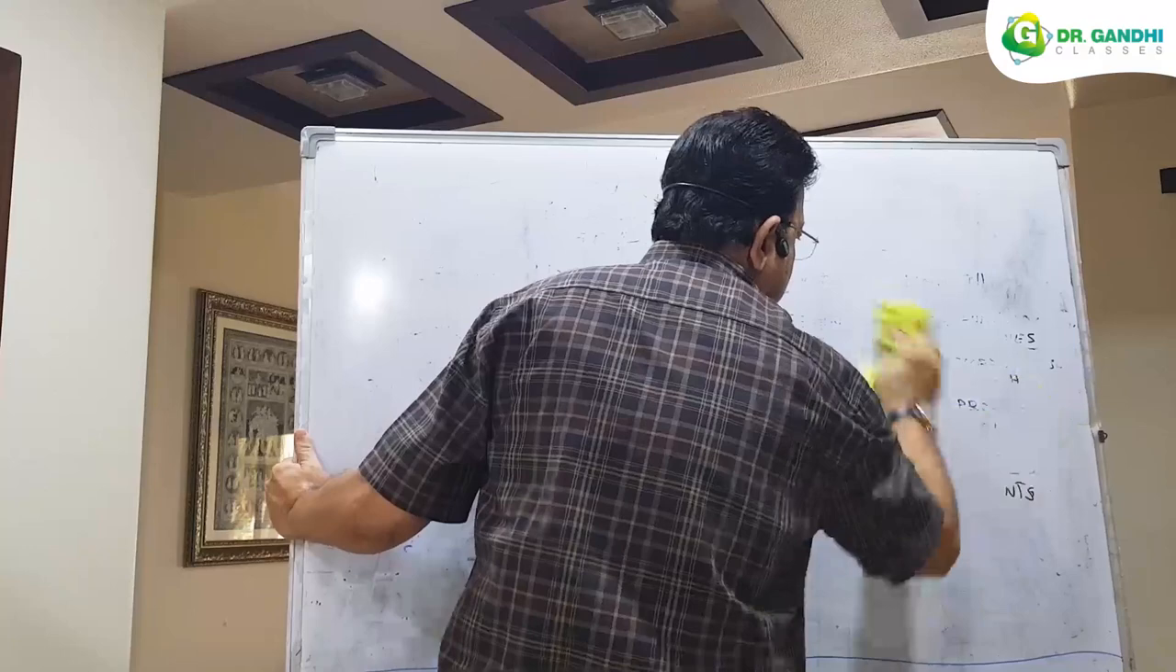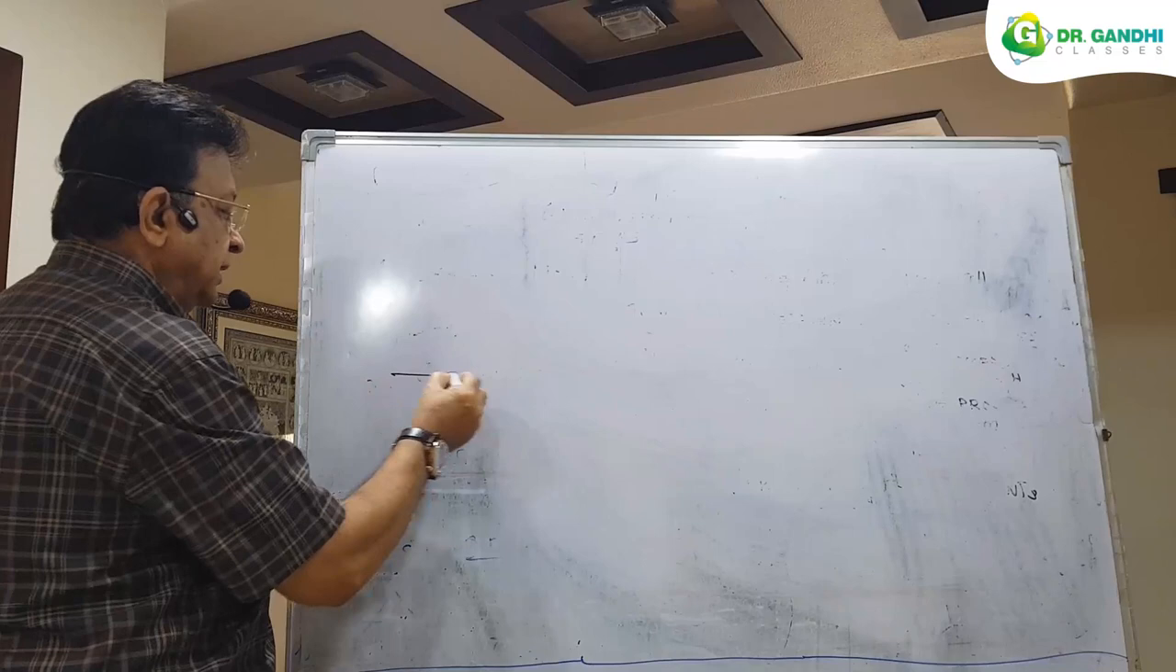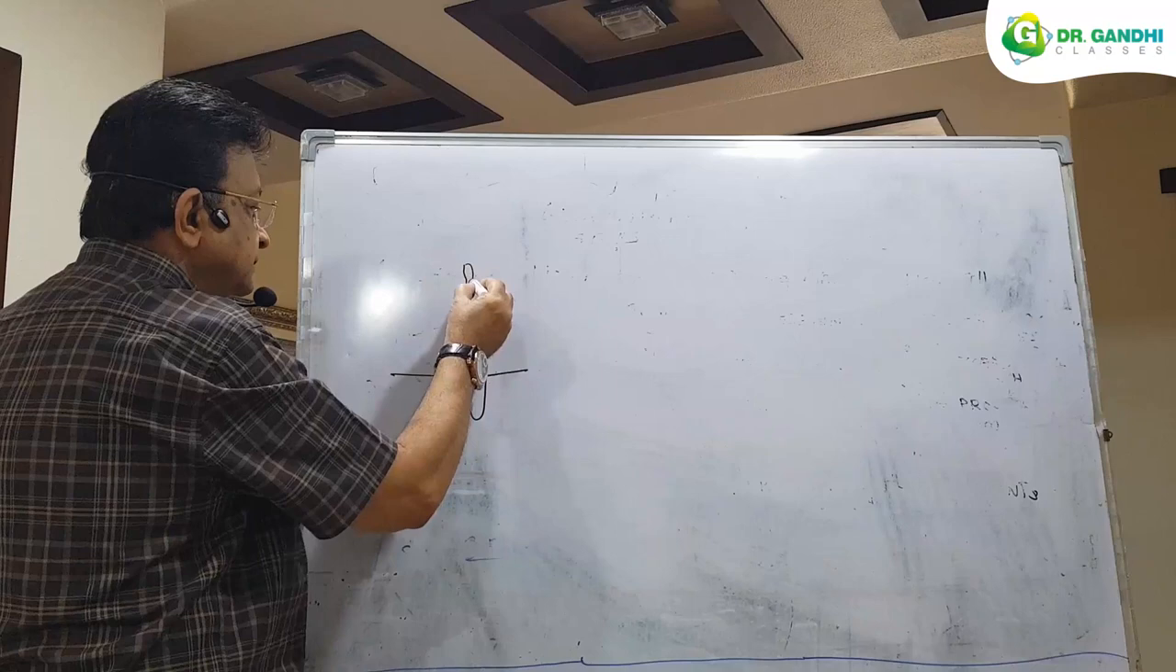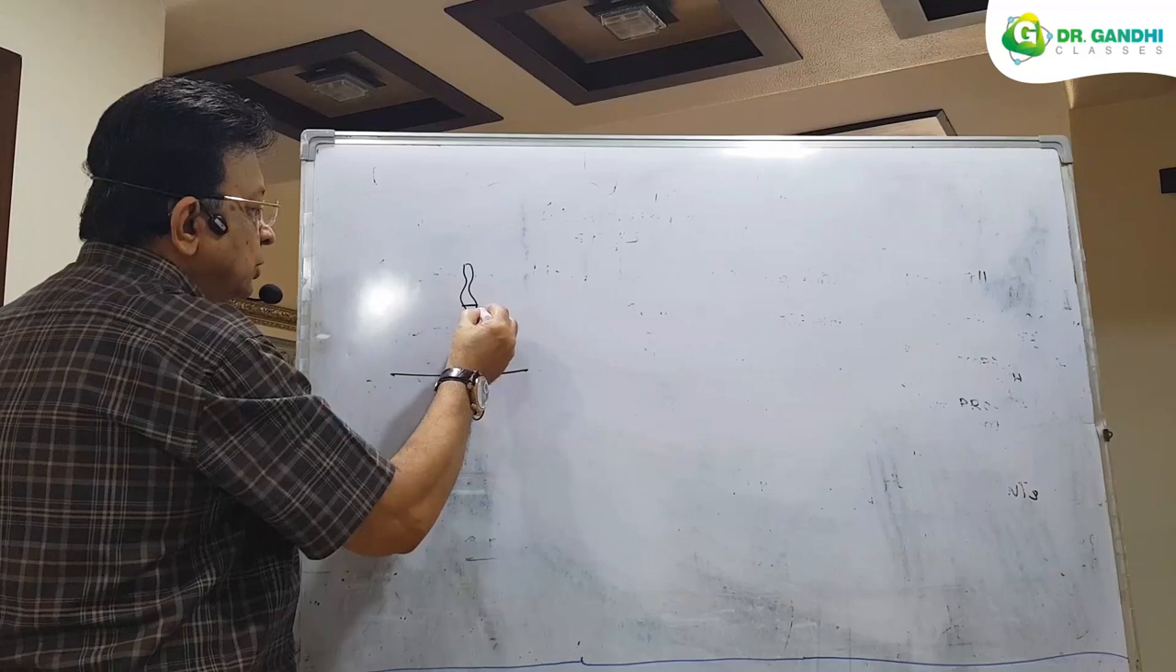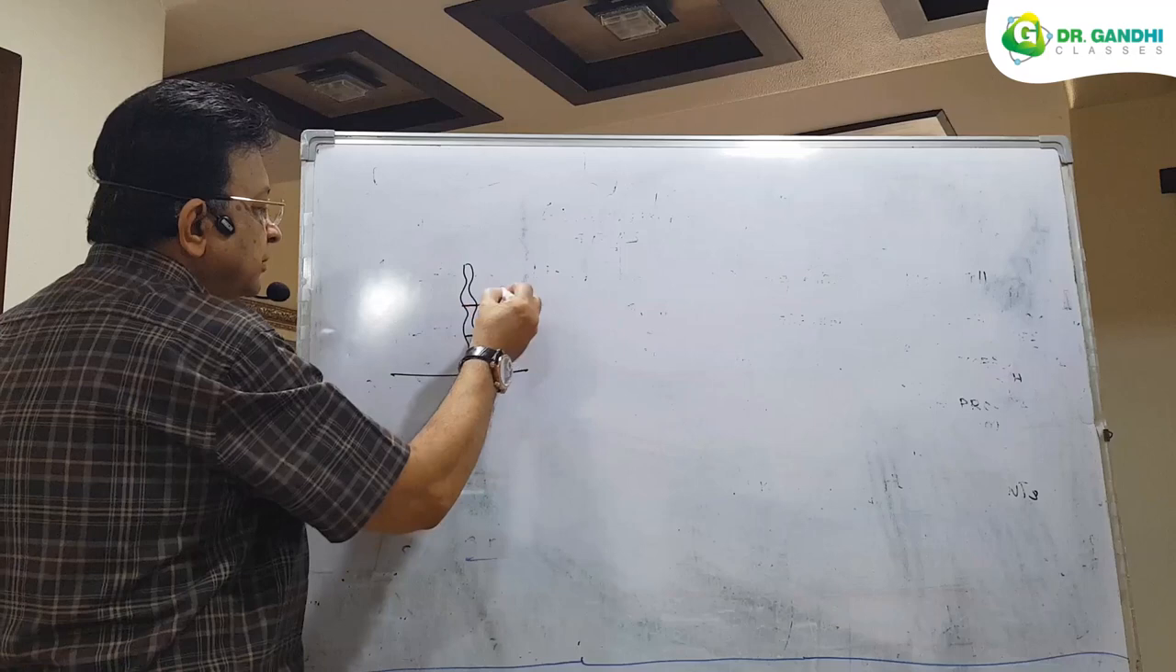So now I am drawing a plant. Look here, I am drawing a plant. This then is the root. This then is the stem. In the stem, there are nodes. What are nodes? Rough areas from where branches arise. And on the branches, there are leaves.